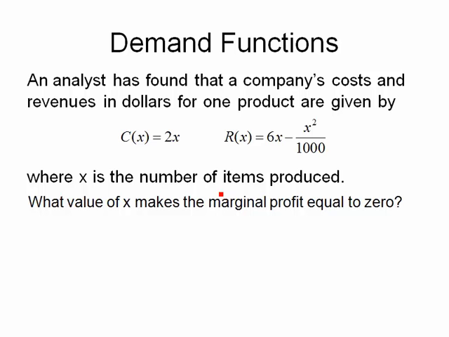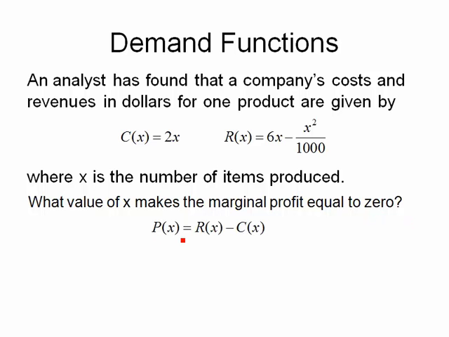What value of x makes the marginal profit equal to 0? So I'm asking you about the marginal profit. What we're going to need to do first is get the profit function by subtracting revenue minus cost. Once I've done that, I can take its derivative and set it equal to 0. So we need to read this very carefully to know exactly what we need to do.